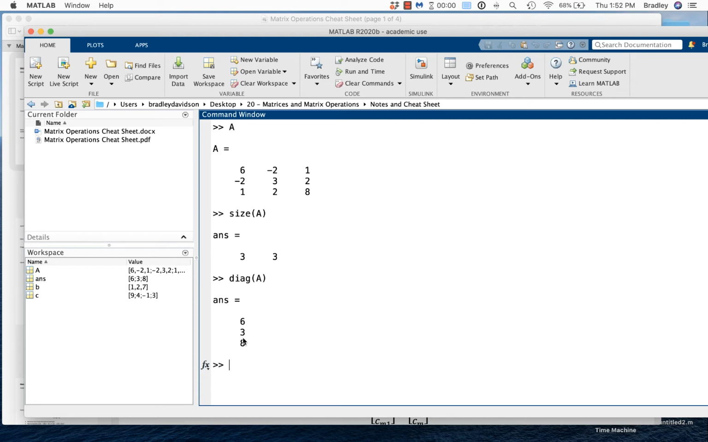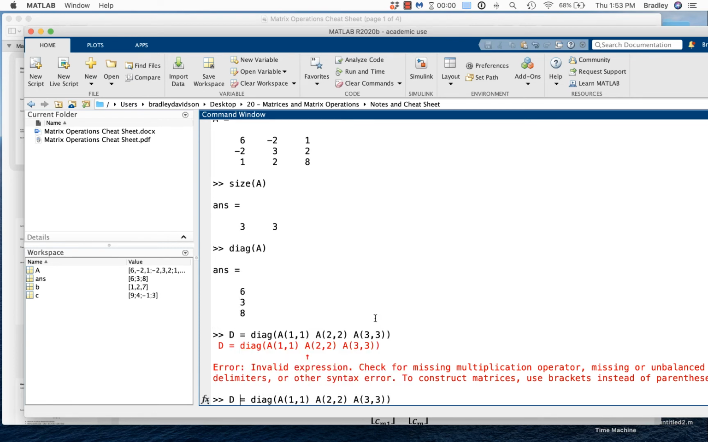The command diag can also be used the other way around, in which we can say diag, and let's do A11, A22, and A33. We can set this to a new matrix D.